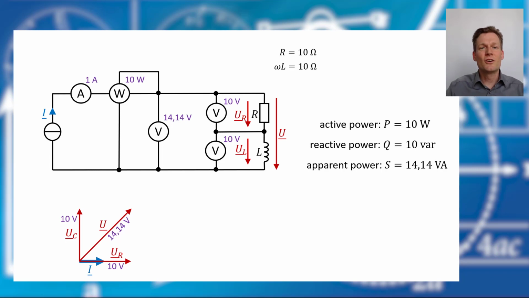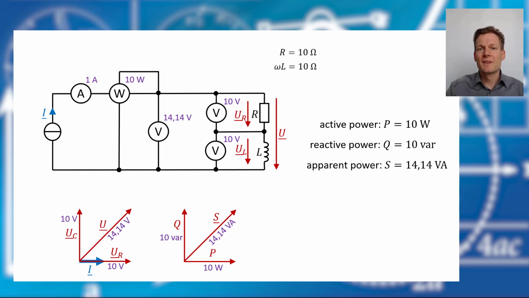And now we can draw nearly the same phasor diagram for our power. Our active power is considered to be the real part, and the reactive power is the imaginary part, and the sum of the two is the complex apparent power. And you see, it works here too. We had 10 watts here, and 10 volt ampere reactive, and that leads to an apparent power of 14.14 volt ampere.